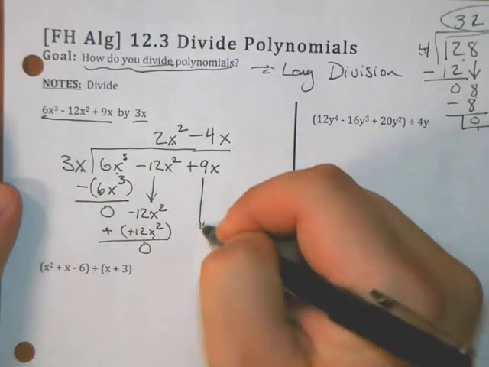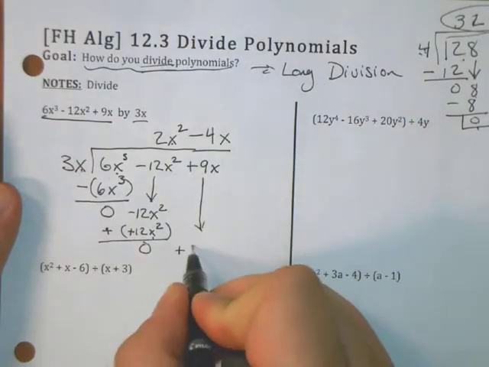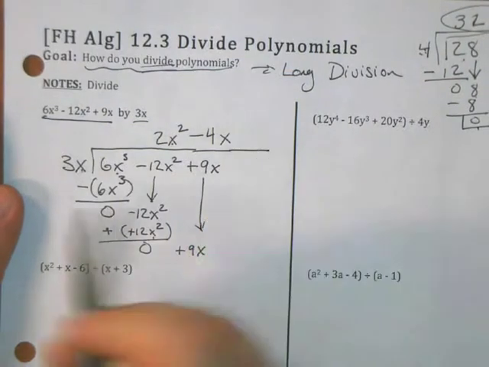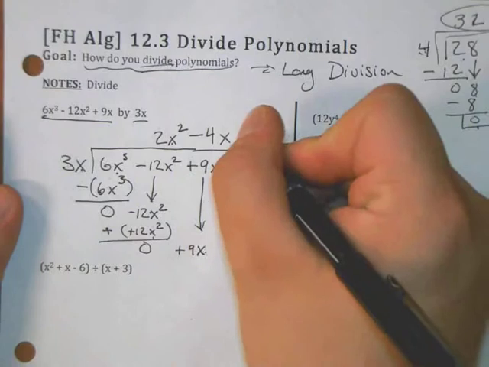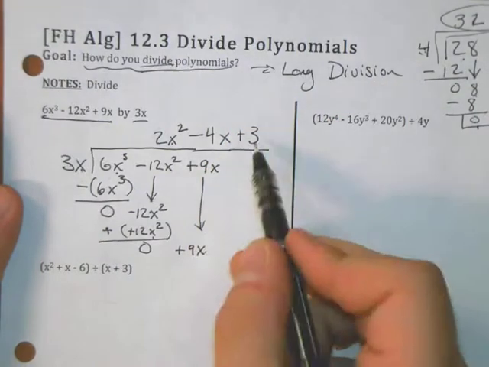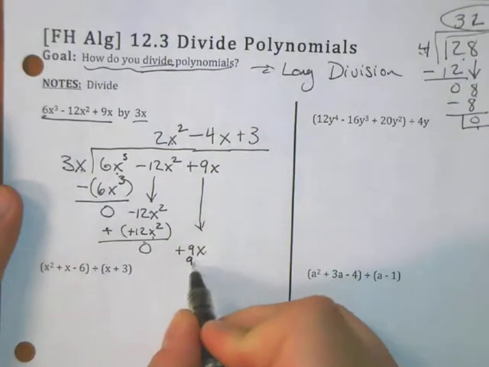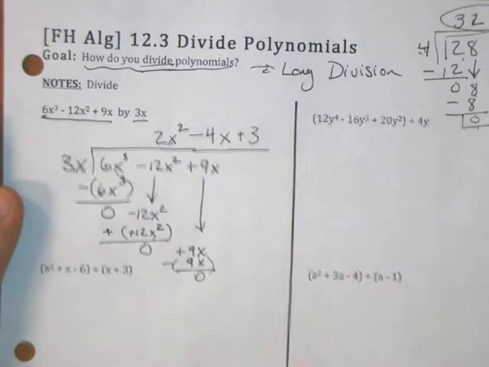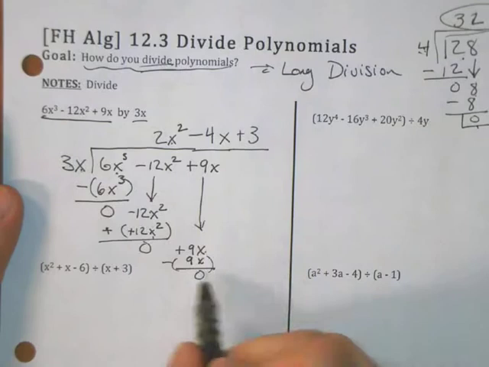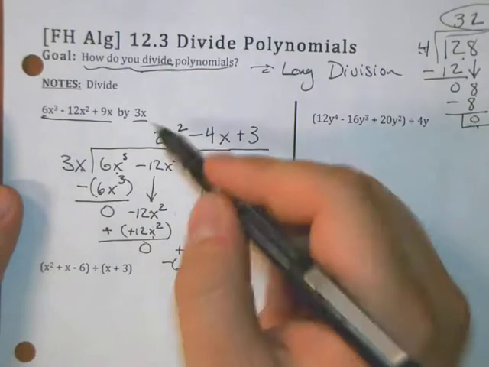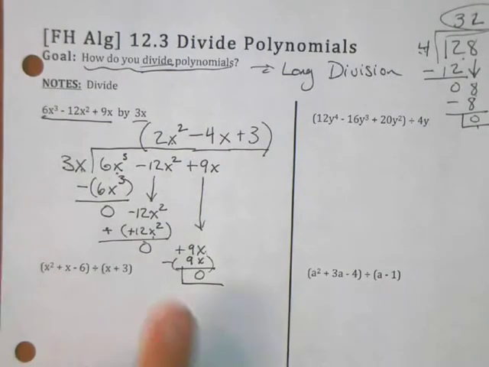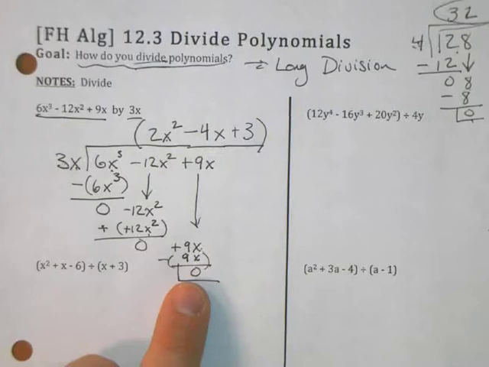Okay, so we still have another term, so we bring it down. What times 3x is 9x? 3. What's 3 times 3x? 9x. What's 9x minus 9x? 0. Is there anything else to bring down? No. So then our answer is 2x squared minus 4x plus 3 with a remainder of 0.